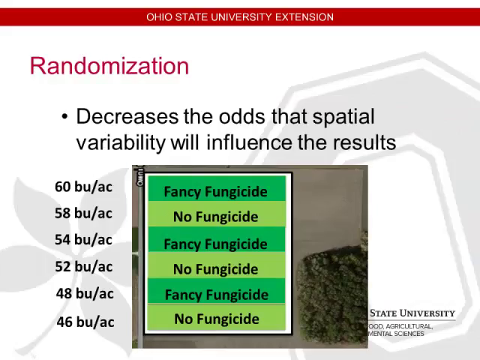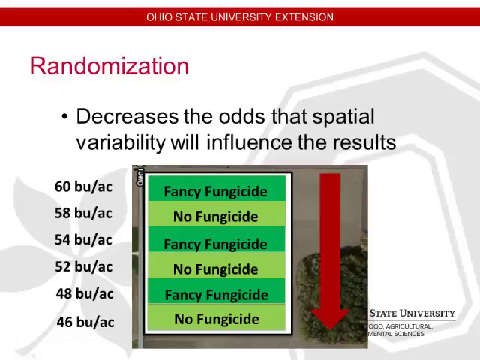The next thing that is important is to randomize. So let's take that same field, for example. And I think Jim was talking about how in some fields, there's a systematic variation. So let's say in this field, we've got a slope that's downhill. And we're testing fungicide. So maybe in this low spot at the bottom of the hill, there's just more disease pressure because there's more moisture throughout the season.